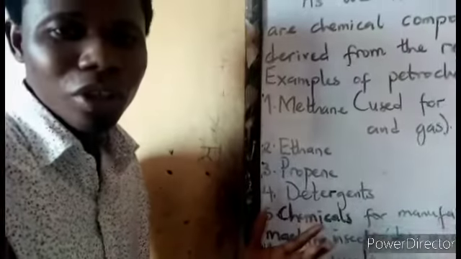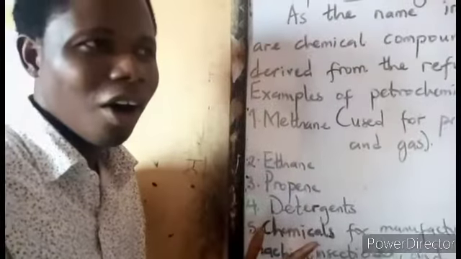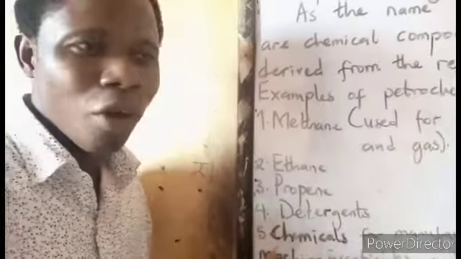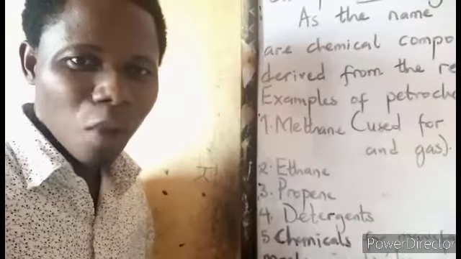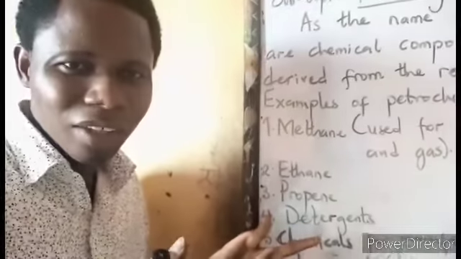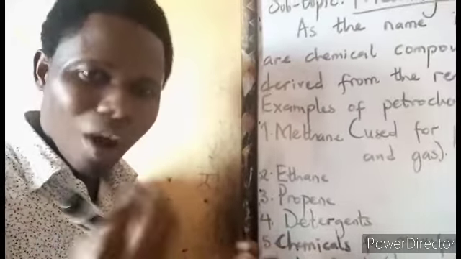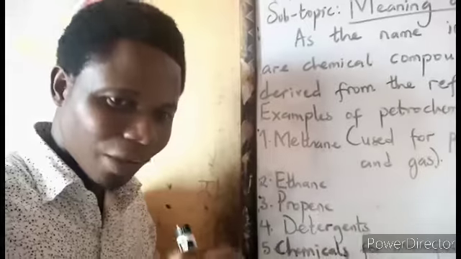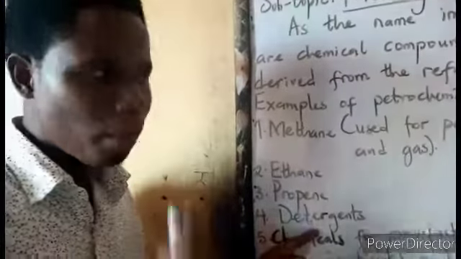Detergent like your Omo, your Clean, Awa, and other kinds of detergent. There's only one common one you buy now, very cheap like that. I've given you examples like Clean, Omo, another form of detergent. They are made from petrochemicals.